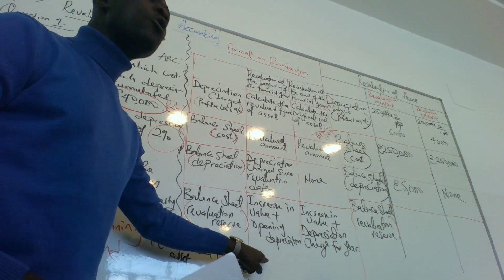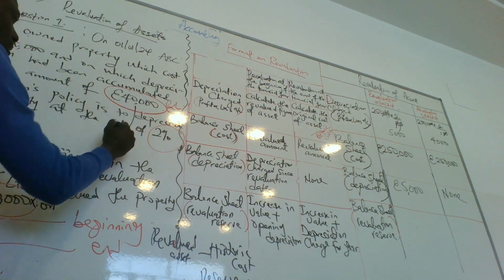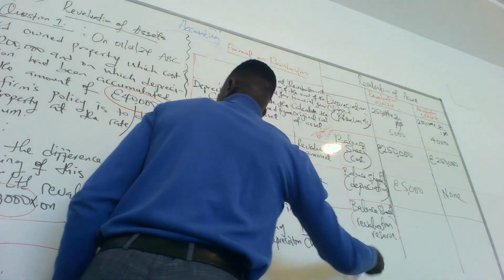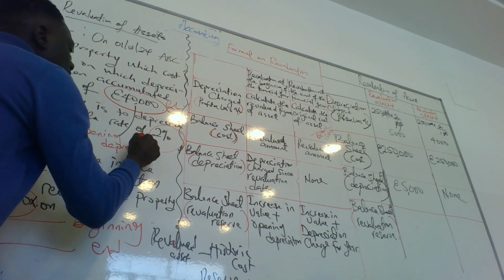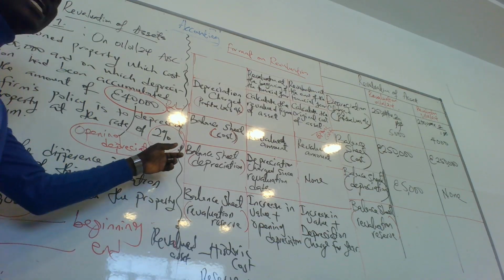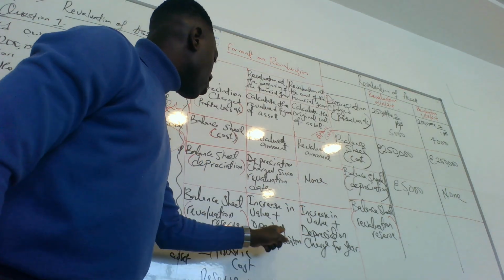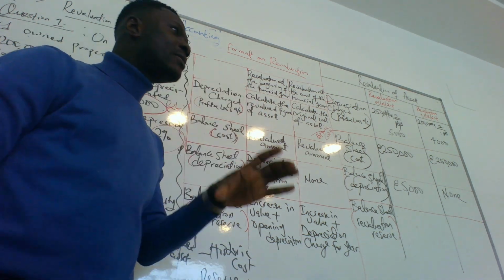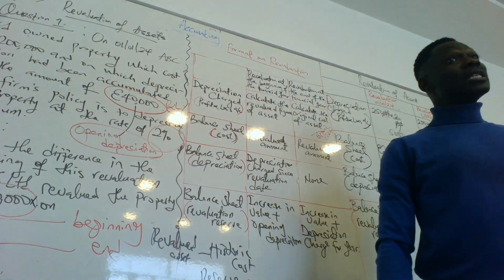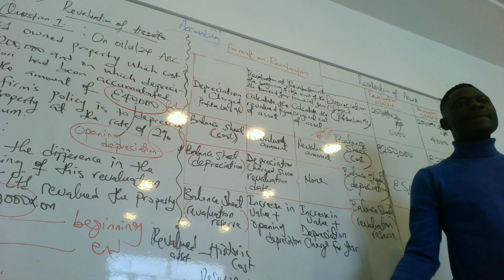Increase in value plus opening depreciation. And what's the opening depreciation? This is the opening depreciation. This is the depreciation at the beginning of the year, yes or no? This is the worth of assets at the beginning of the year. So this is our opening depreciation. So increase in value plus opening depreciation is our balance sheet evaluation reserve. Our asset has increased in value by 50,000, but there's depreciation charge on it, which is the opening of 40,000. Do we get it? Any question about that?